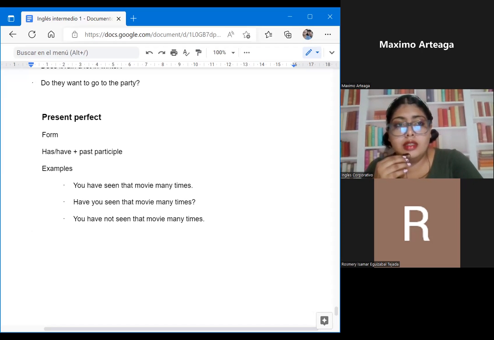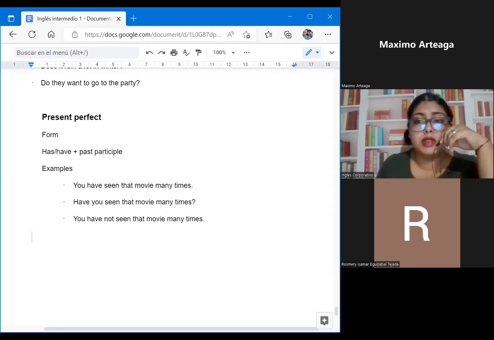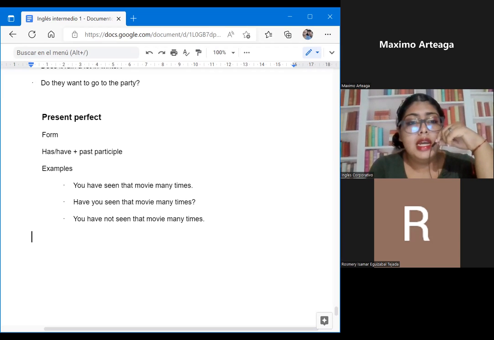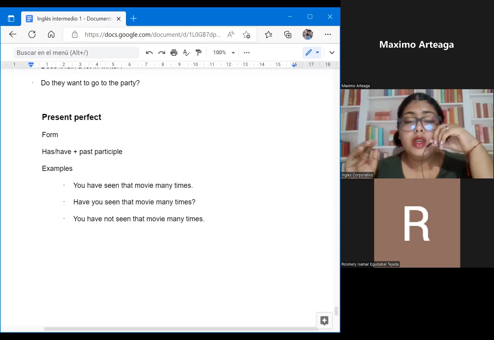We were talking about this structure yesterday and it is the present perfect. The first thing that we have here is the form that we are going to use to create sentences, and it is has or have plus the past participle, and we have some examples. Example number one says, you have seen that movie many times. Then we have a question: have you seen that movie many times? And then we have the negative sentence: you have not seen that movie many times. So that is the base that we are going to use for this tense.